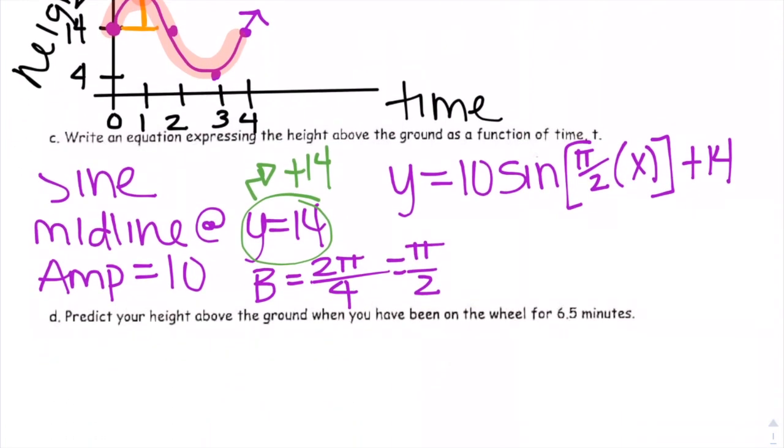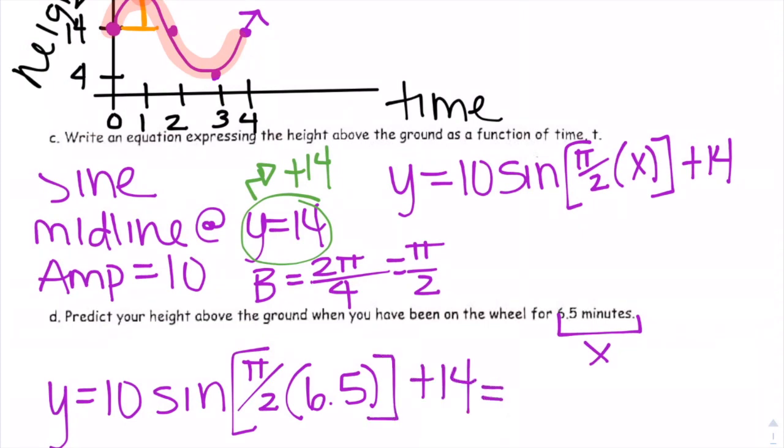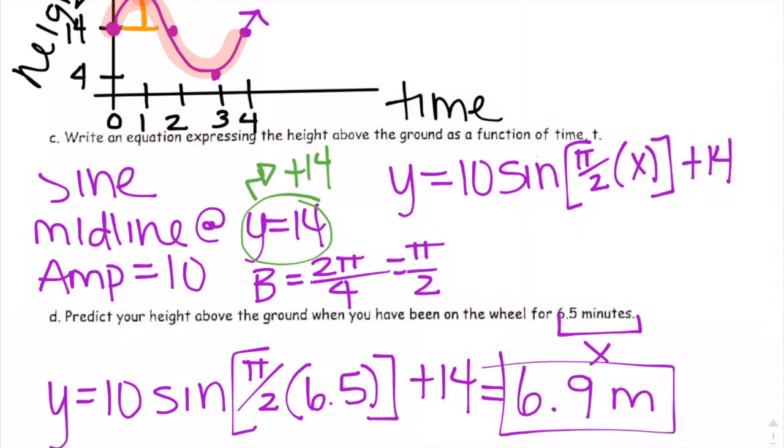Now it says predict your height above the ground when you have been on the Ferris wheel for 6.5 minutes. So this is our x. So we're going to say y equals 10 sine of pi over 2 times 6.5 plus 14, and we'll put that in our calculator. Now, we're using pi over 2 and 2 pi and all that, so this is in radians, so you want to make sure that your calculator's in radian mode. And when you do that, you're going to get approximately 6.9 meters as your final answer.